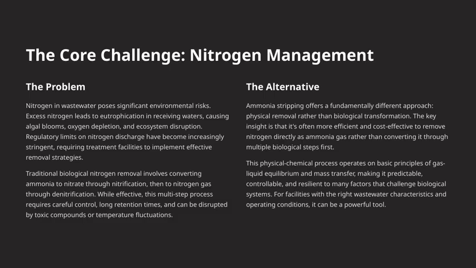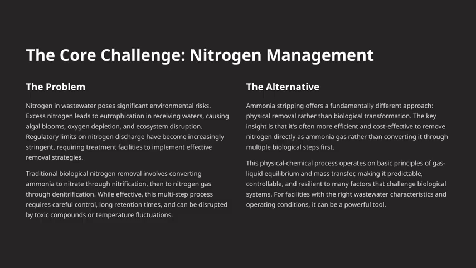Traditionally, we've relied on biological nitrogen removal processes. This involves converting ammonia into nitrate through nitrification, and then transforming nitrate into nitrogen gas via denitrification. While this method works well, it's quite complex. It requires careful control of conditions, long retention times, and can be sensitive to toxic compounds or temperature changes that disrupt the process. Now, there's an alternative approach that's gaining attention: ammonia stripping.